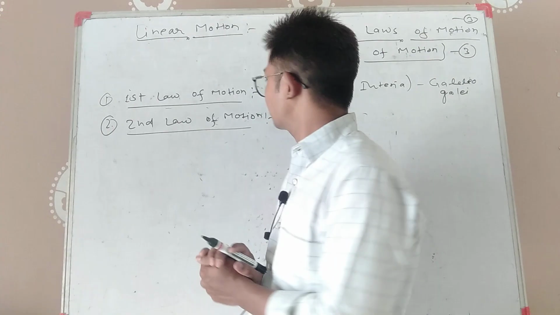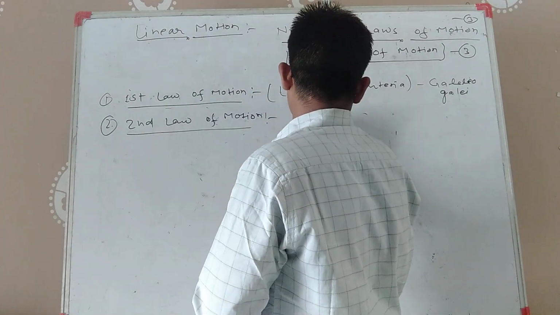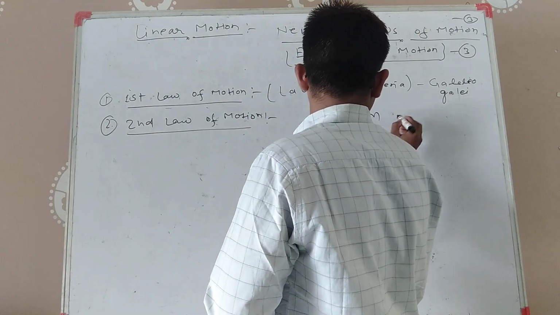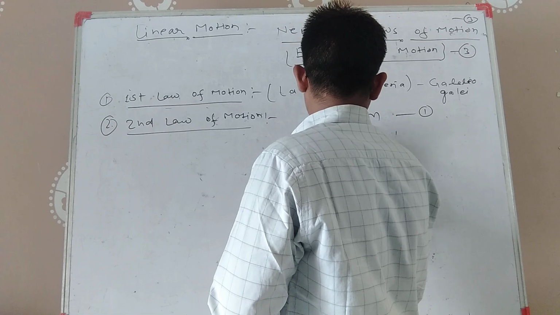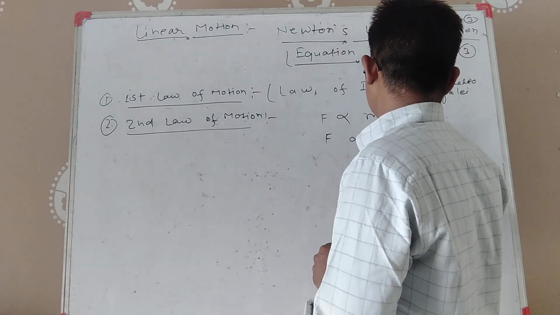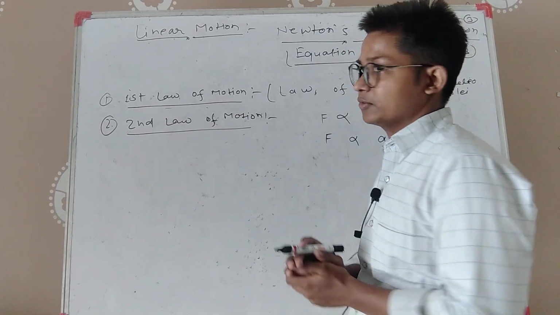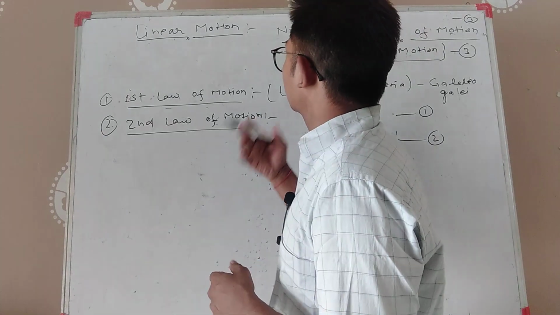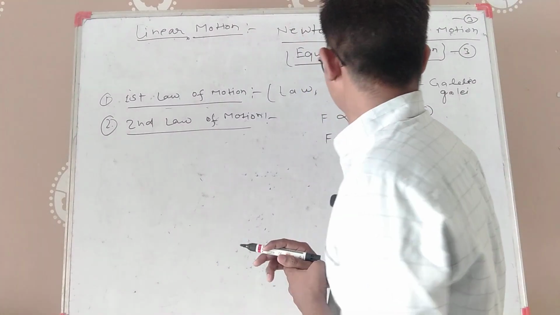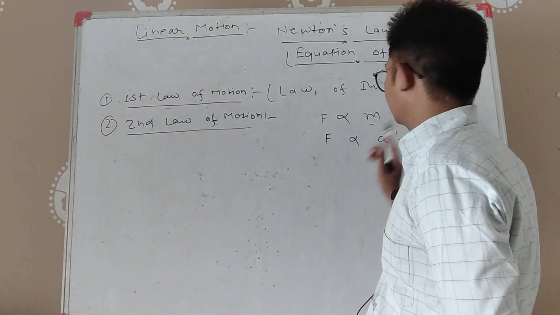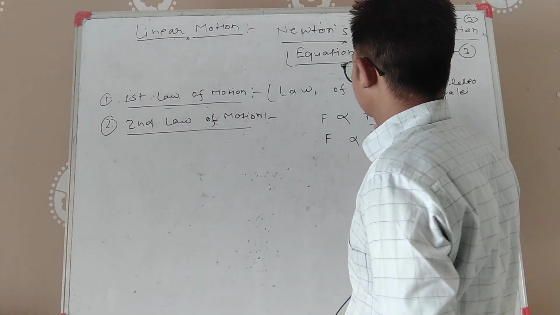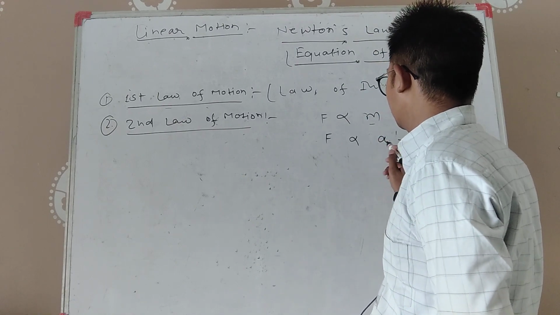It states that force and acceleration of an object, according to the second law of motion: force is directly proportional to mass, and force is also directly proportional to acceleration. If an object performs a motion, it can be linear motion or circular motion, any type of motion. So if an object has a certain mass and a certain acceleration, then according to the second law of motion, force is directly proportional to mass and acceleration.